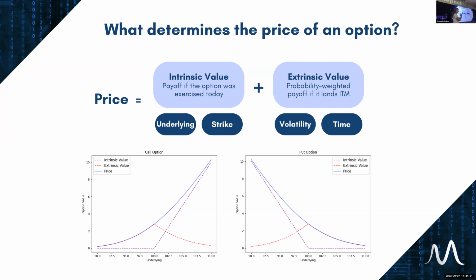Does anyone have any questions about this? Right, and then when you add up these data lines, then you get this curve, which is the price. So for a call option, if your underlying is much higher, you pay more. If it's less, you pay less. And opposite for put. And yeah, this is the price, the fair value of the option. Any questions? Okay.